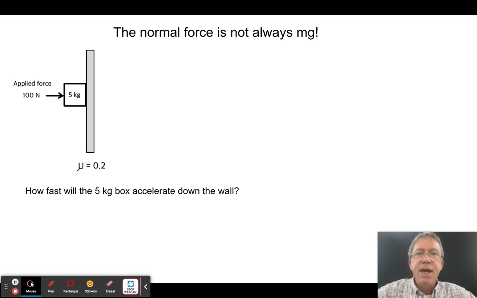One last thing, and that is that the normal force doesn't always have to be mg. A lot of times it is just the weight of an object on a floor or on a table. That's true. But sometimes we'll have problems where we have an object being pushed against the wall. So let's just say there's an applied force. A person is pushing a box against the wall, but the object is sliding down the wall, and I want to know how fast that box is accelerating down the wall. So in this case, mg is not going to be my normal force. My normal force is going to be the result of this here.